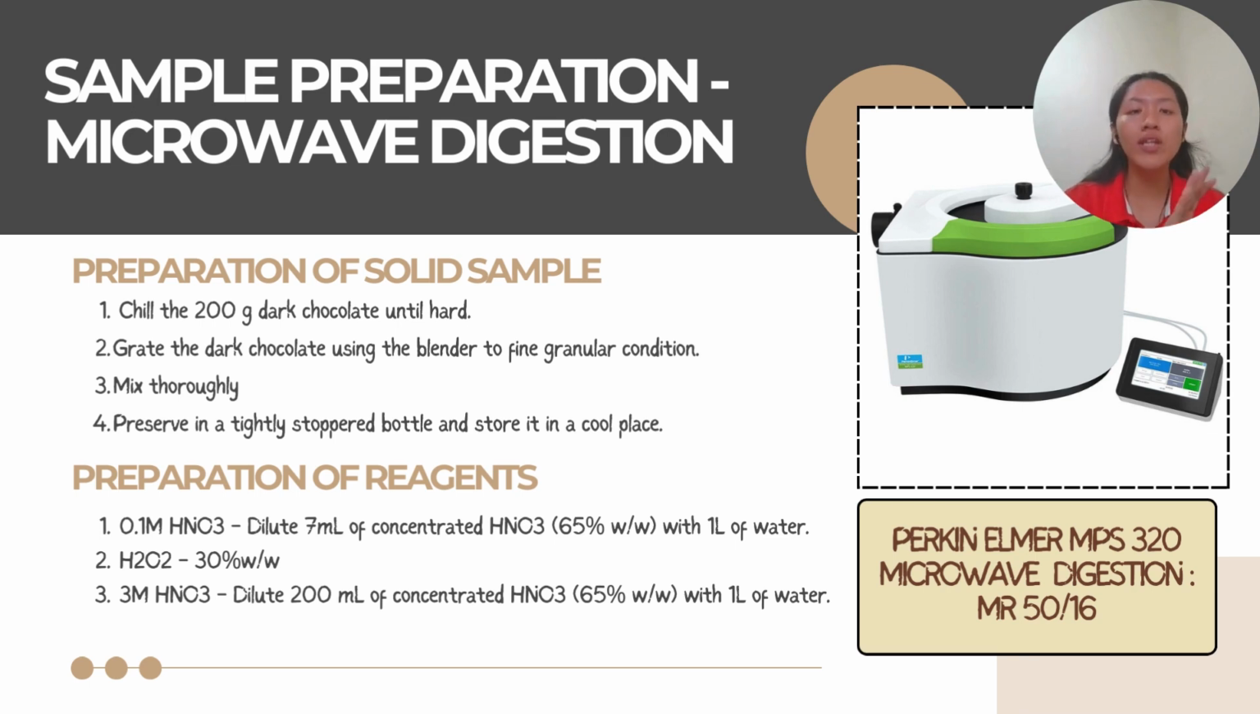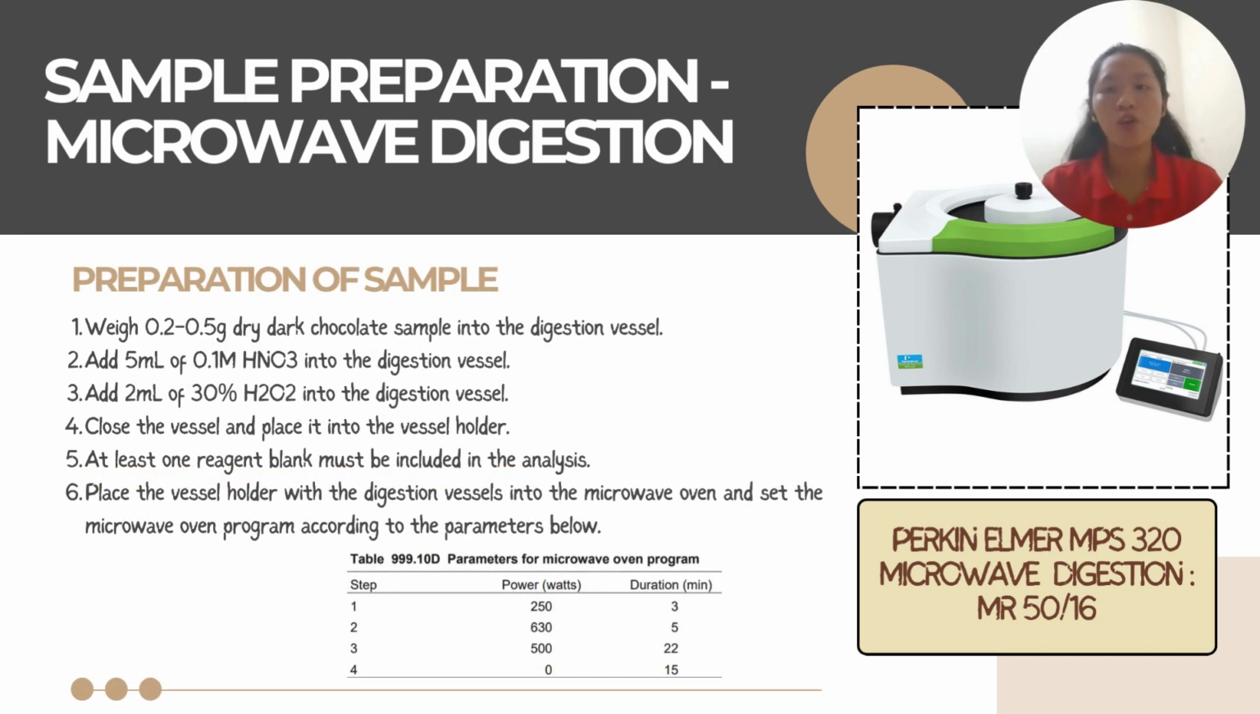For the reagents, we need to prepare concentrated nitric acid, but we dilute it into two different concentrations, which are 0.1 N and 3 N. After that, we also need to prepare hydrogen peroxide as well. First, we weigh 0.2 to 0.5 g of dry dark chocolate powder sample into the vessel and then follow up with 5 ml of 0.1 N nitric acid and 2 ml of hydrogen peroxide into the vessel.